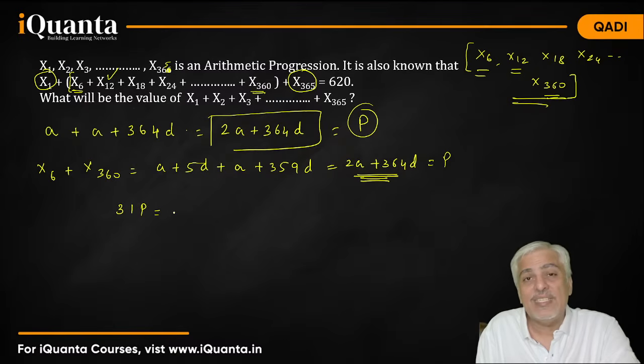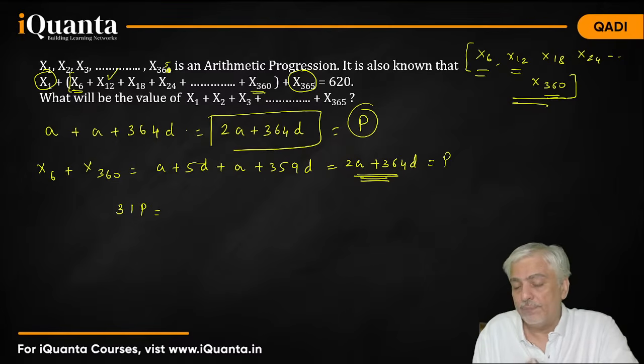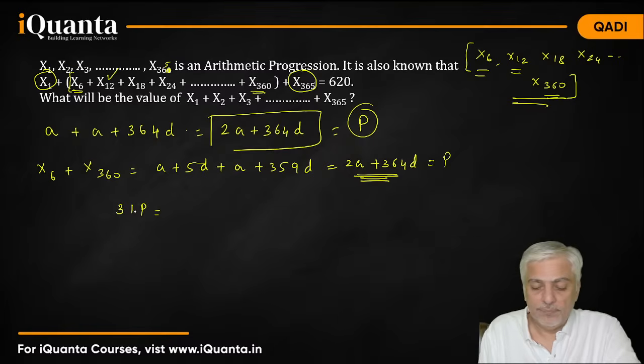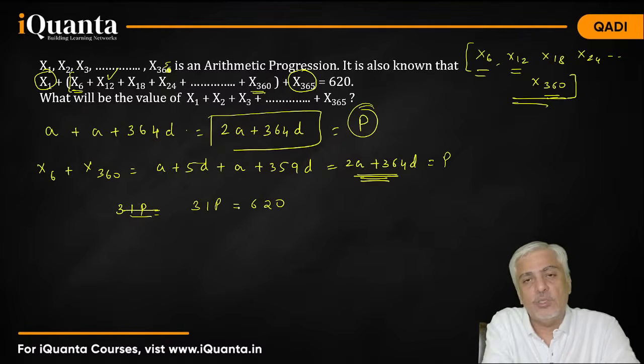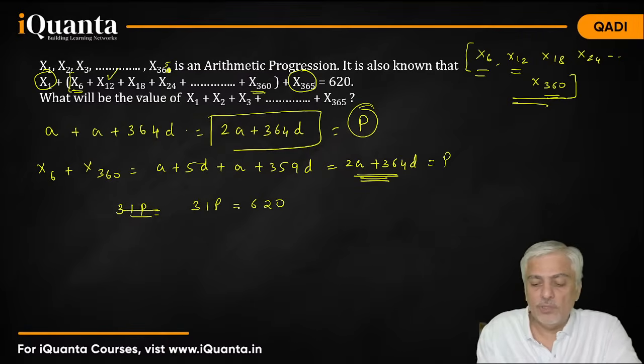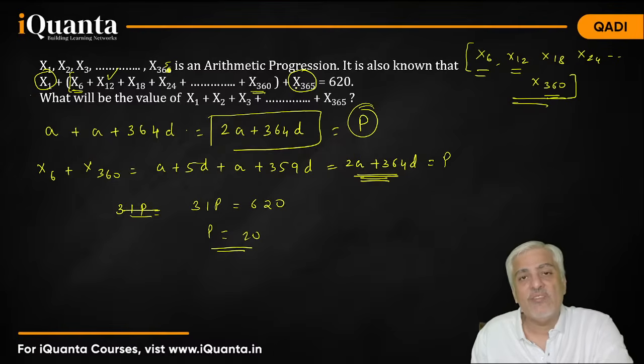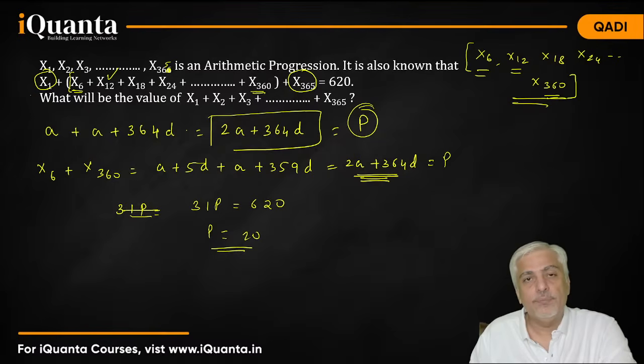All that is also not needed. This was just for understanding. Actually speaking, all this is not needed. Okay. But you will need the value of P. So 31P is 620. So P is 20. Everybody understood why 31P? Because x1 plus x365 is also one group. So 31P is 620, P is 20.